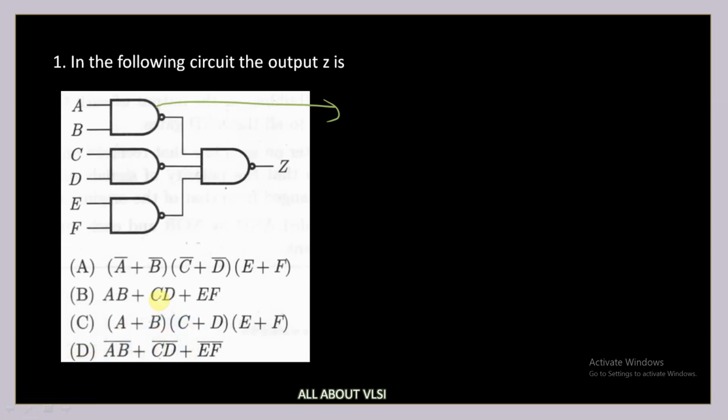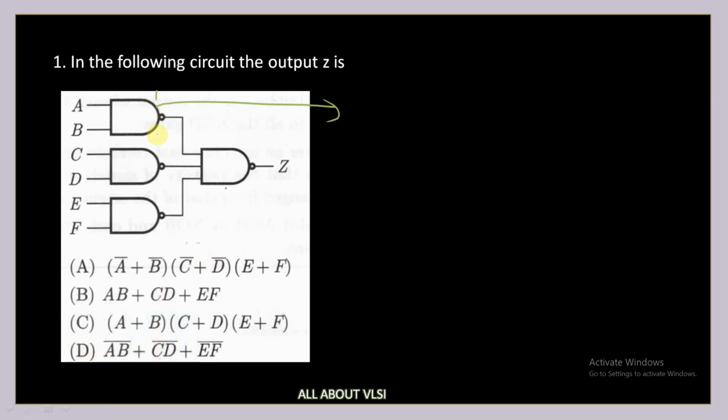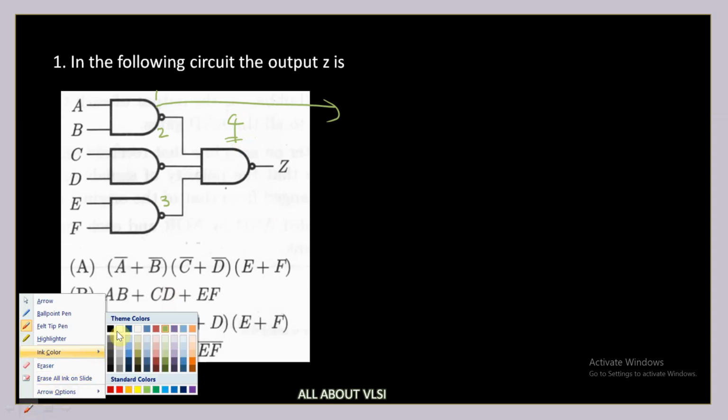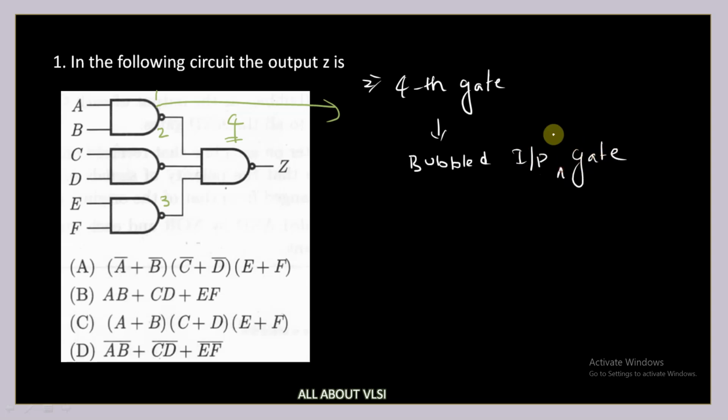We can apply the concept which we have discussed now. So this is my first gate, second gate, and third gate. This is my fourth gate. Can I say my fourth gate is nothing but my bubbled input NAND gate? Yes, my fourth gate is nothing but my bubbled input NAND gate.